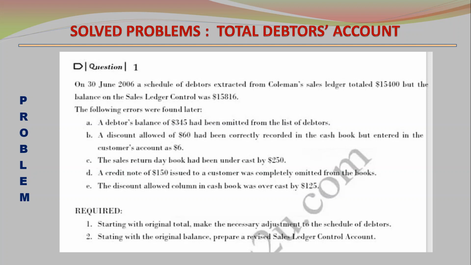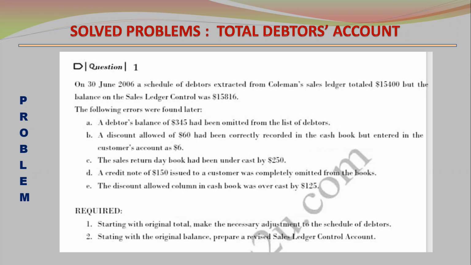The following errors were found later. A. A debtor's balance of 345 had been omitted from the list of debtors. B. A discount allowed of 60 had been correctly recorded in the cash book but entered in the customer's account as 6. C. The sales return day book had been undercast by 250. D. A credit note of 150 issued to a customer was completely omitted from the books. E. The discount allowed column in the cash book was overcast by 125.